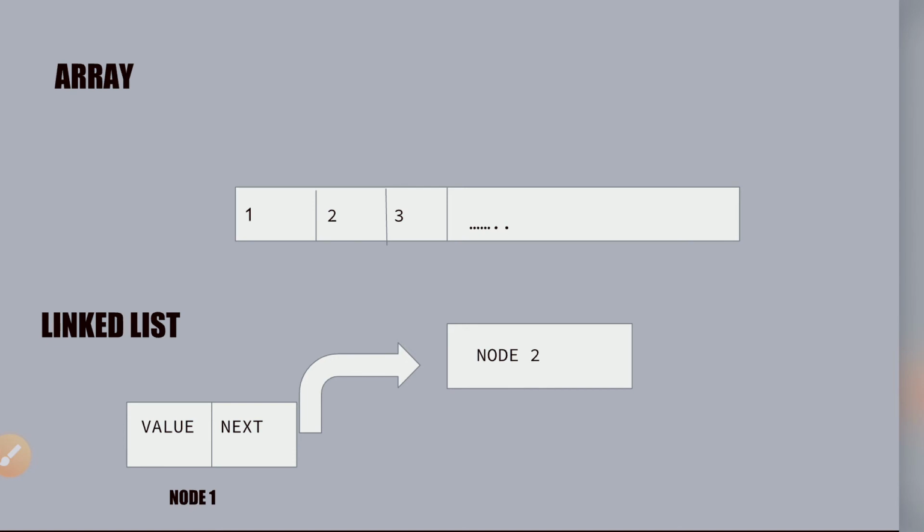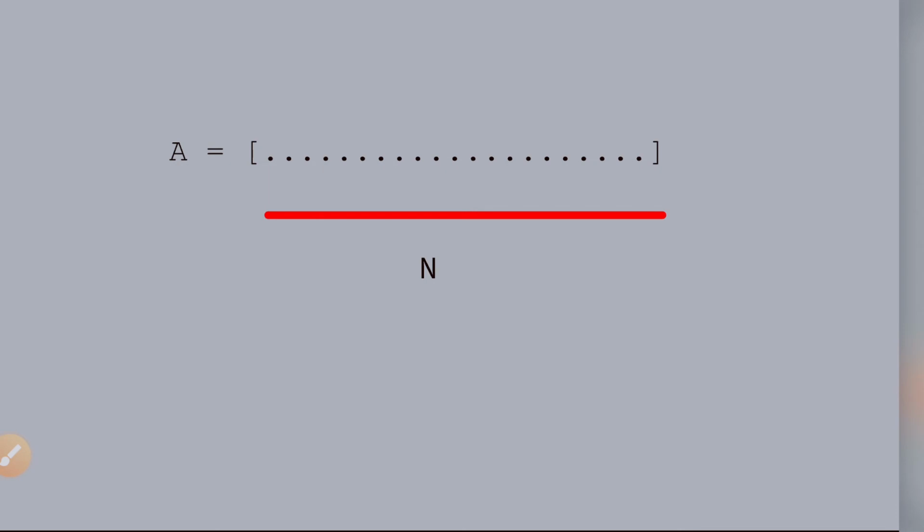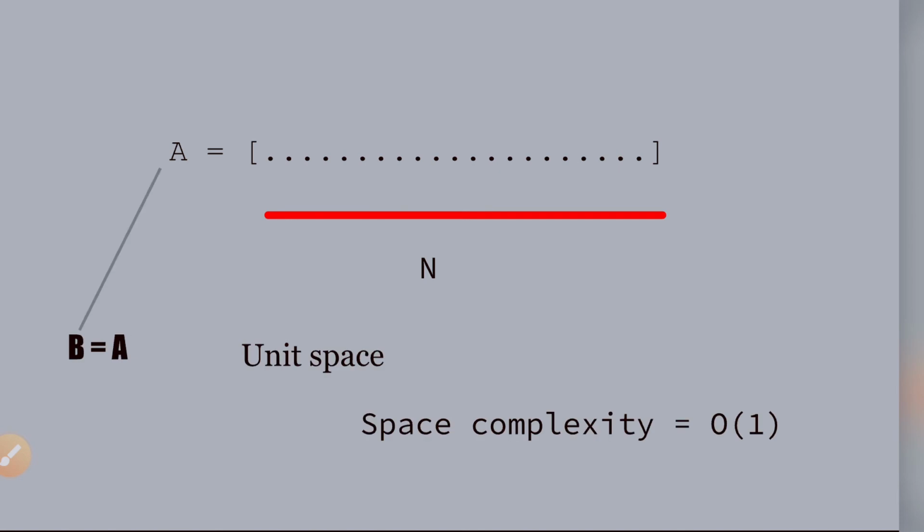Now we will take an example to see how space complexity actually works. Consider an array A of size n. Now our task is to make another array B from this array A with the same elements as A. So there can be two methods. One, we can assign A directly to B, allowing B to access the same memory space that is currently used by A. So it will take unit space, that is, the space complexity is going to be order of 1, big O of 1. Now coming to our second way.